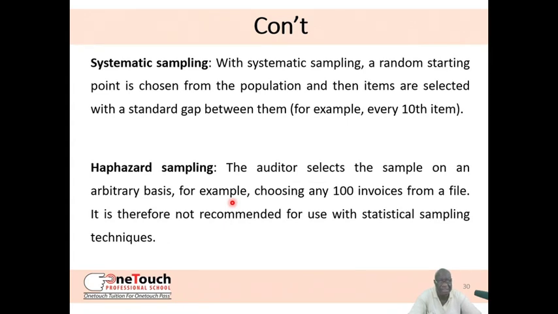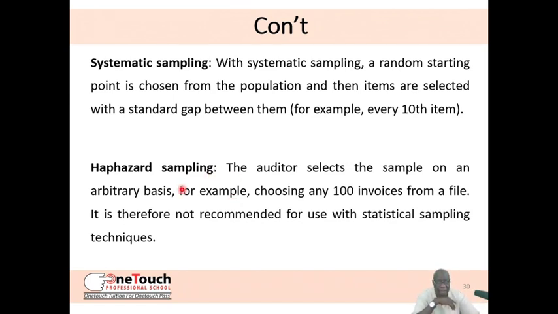Then systematic sampling. With systematic sampling, a random starting point is chosen from the population, and then items are selected with a standard gap between them. So that is systematic: every 2 items or every 10 items. So if you pick number 1, then you add another 10 in that order. You add 10. You add 10.